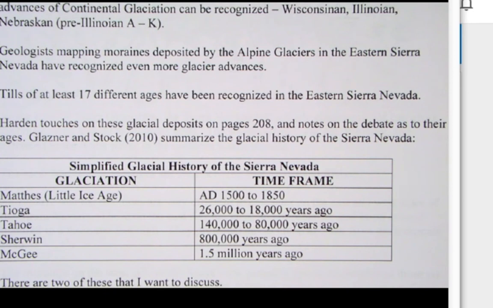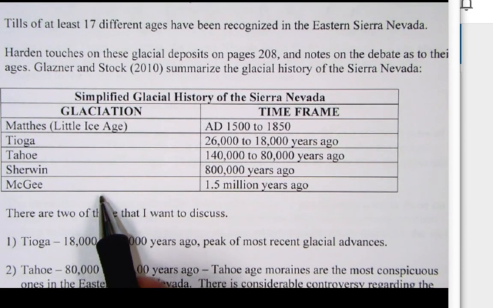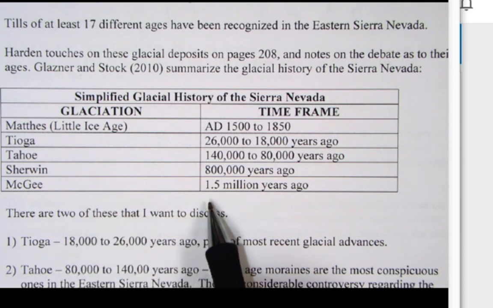But at least based on mapping and field evidence, you can go out to the eastern Sierra Nevada, look at the glacial moraines and say, yes, I clearly see these three or four glacial stages. We can simplify the story, and that's what Glasner and Stock have done in the article I want you to read by them. Hardin also talks a little bit about these stages. In the simplified story, the oldest glaciation, at least that we have a pretty good record for, seems to be the McGee till. I'm sure there were some even older than this.